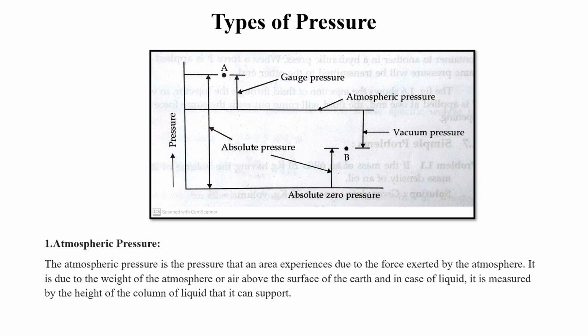Now we will discuss the different types of pressure. This figure is giving you the relation between the different pressures, that is atmospheric pressure, gauge pressure, absolute pressure, and vacuum pressure. What is atmospheric pressure? It is the pressure that an area experiences due to the force exerted by the atmosphere. It is due to the weight of the atmosphere or air above the surface of the earth, and in case of liquid, it is measured by the height of the column of the liquid that it can support.